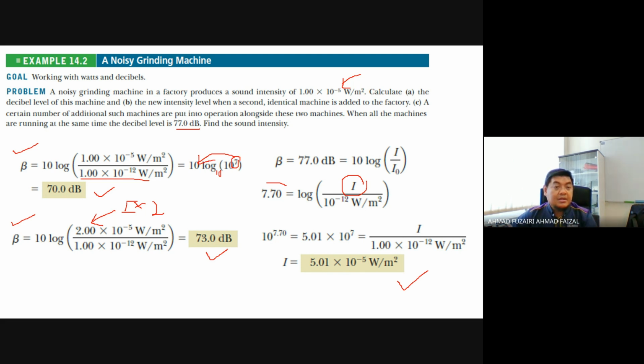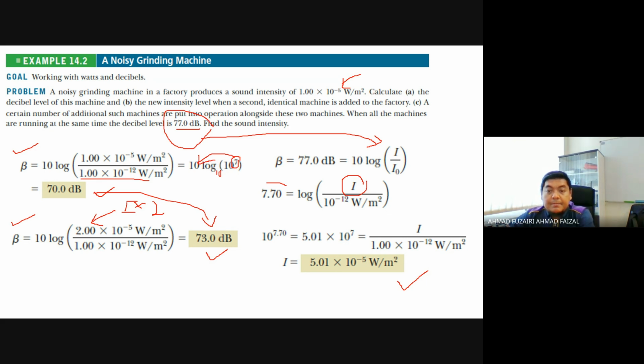So we can see the decibel has increased from 70 to 73. And lastly, we reverse our calculations to find the intensity when all operating machines have increased the decibel level to 77. So you need to get the I here. You need to reverse all the calculations to find the intensity is about 5.01 times 10 power of negative 5 watt per meter square.